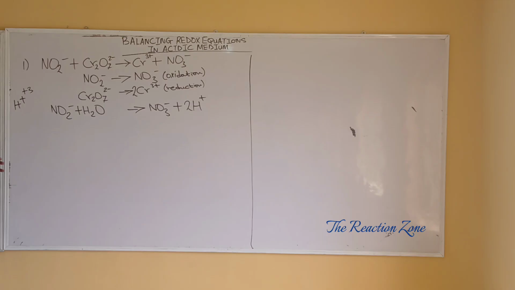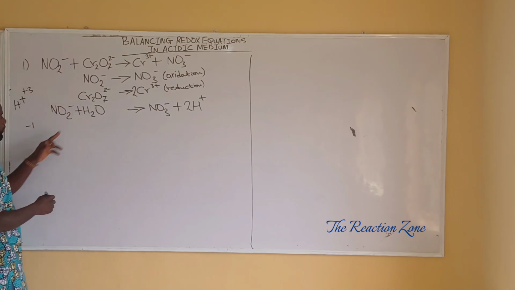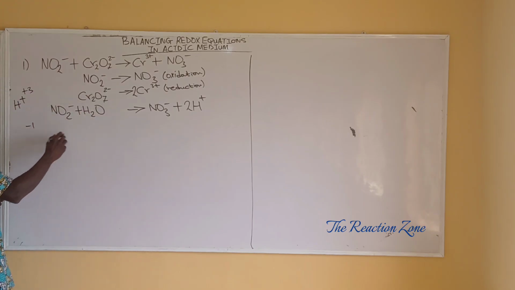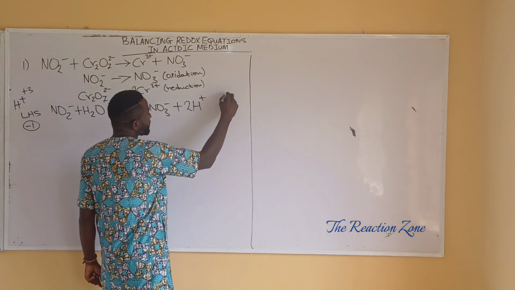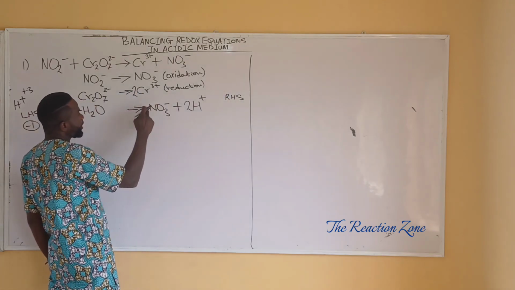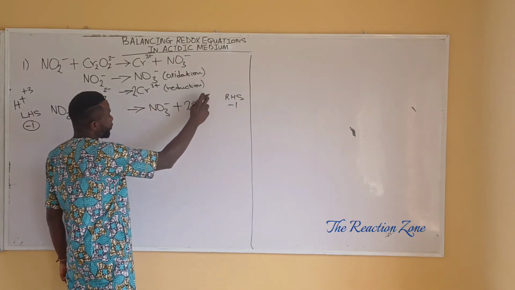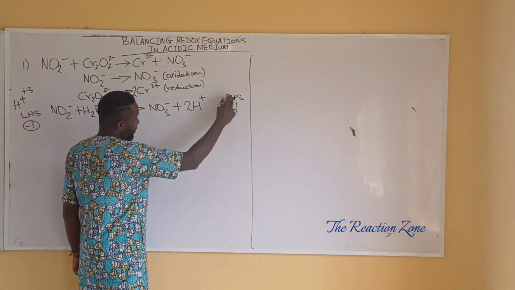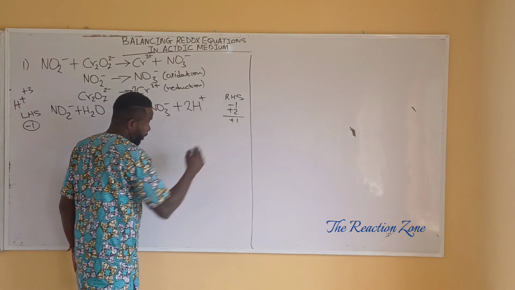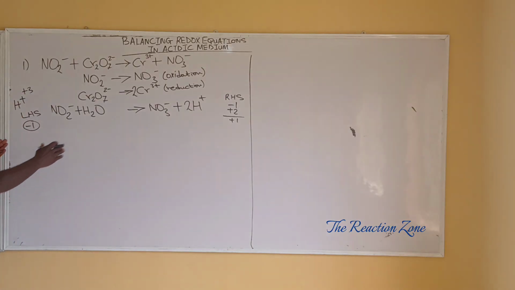Now that this has been done, the next thing will be to balance the charges. So we look at the left-hand side. What is the net charge on the left-hand side? -1 times 1 will give us -1. This is 0. So it means that the net charge on the left-hand side is -1. What is the net charge on the right-hand side? -1 times 1 is -1. Plus 1 times 2 is +2. -1 plus 2 will give us a net charge of +1. So we can see that the charges on both sides are not equal.